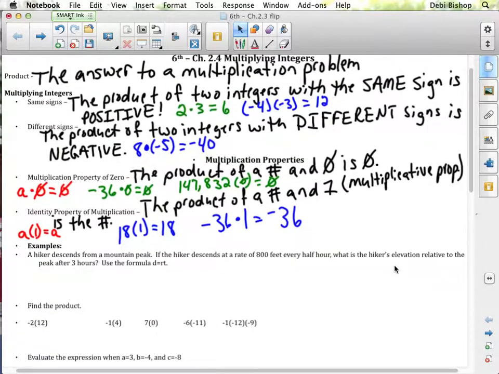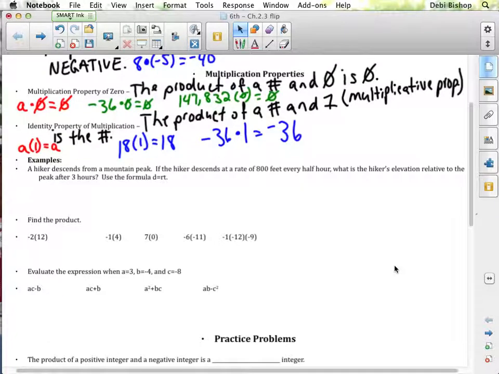All right, so here's an example. A hiker descends from a mountain peak. If the hiker descends at a rate of 800 feet every half hour, what's the hiker's elevation relative to the peak after 3 hours? Use the formula D equals R times T. So remember, when you have two letters next to each other, that also means multiplication.